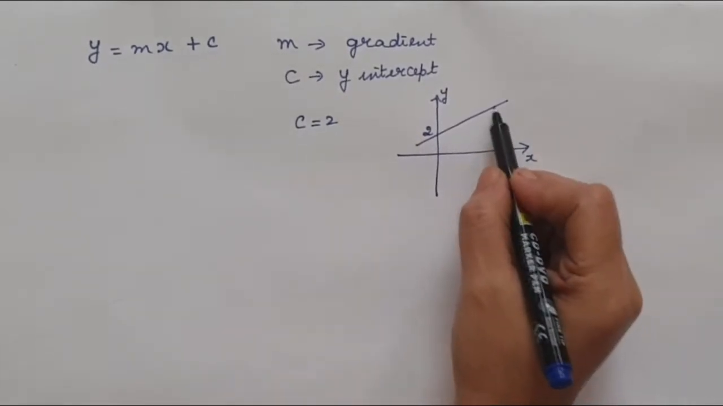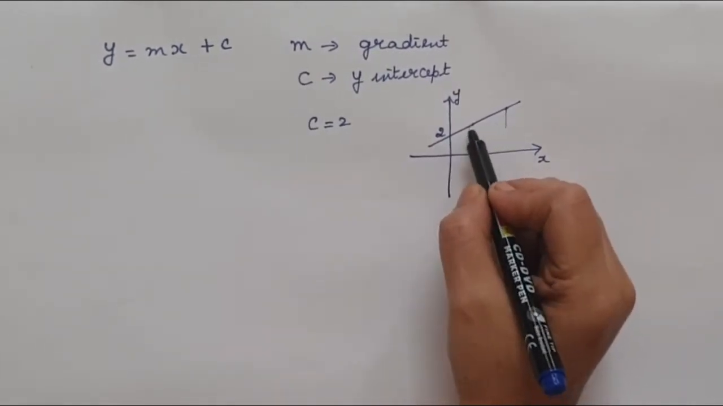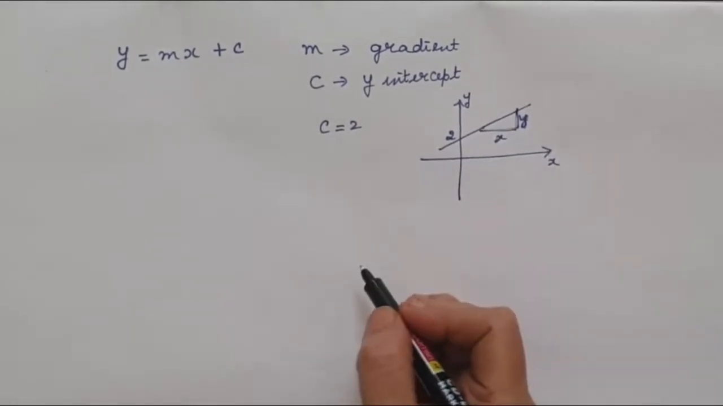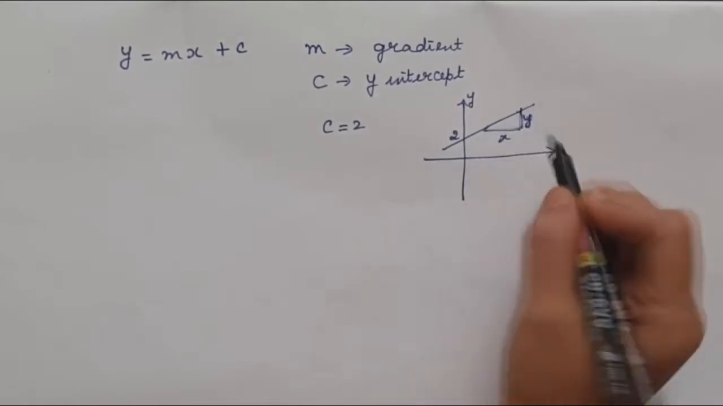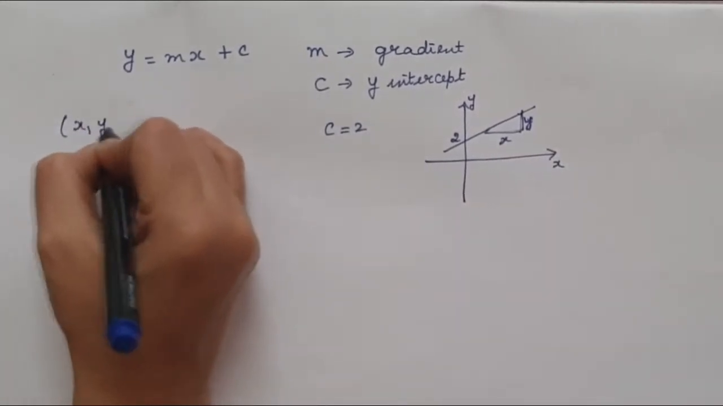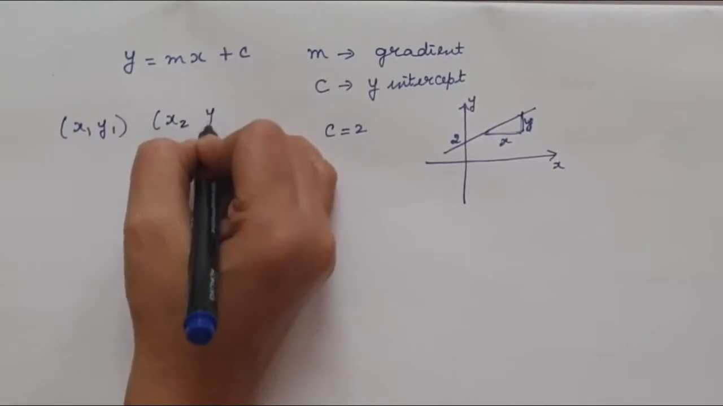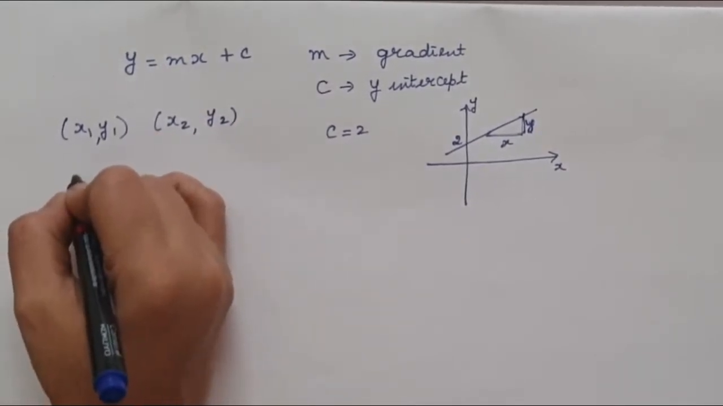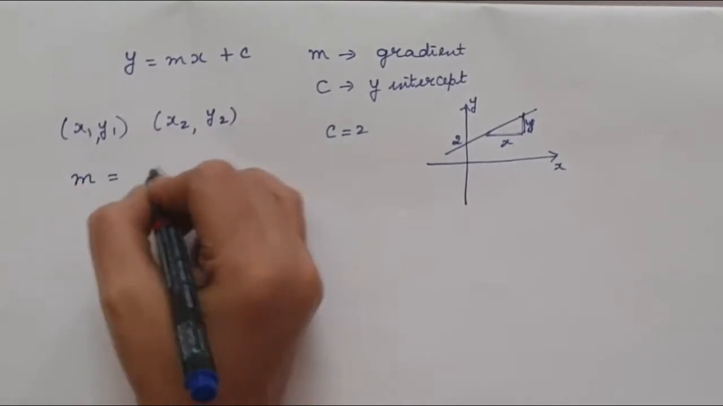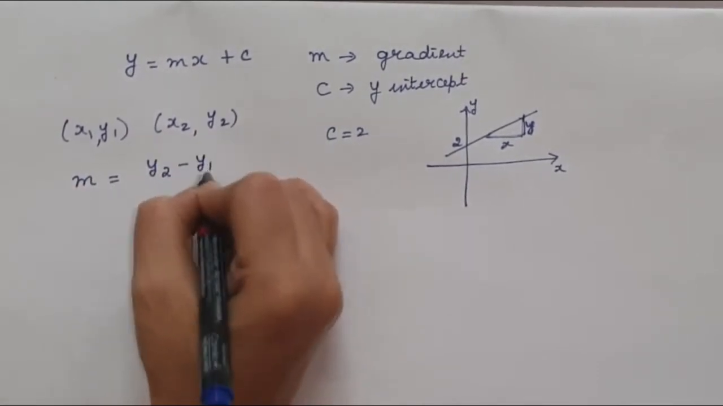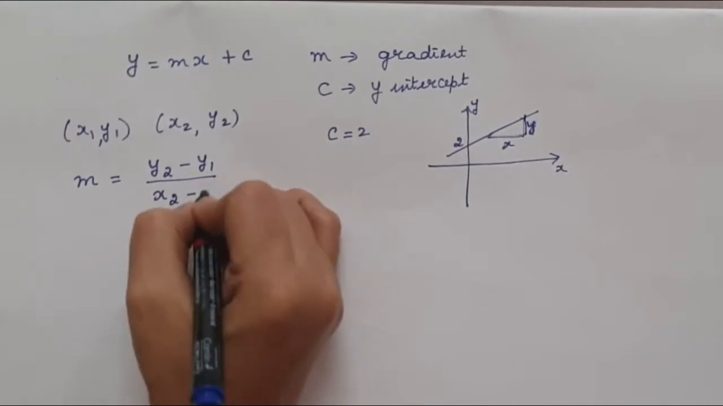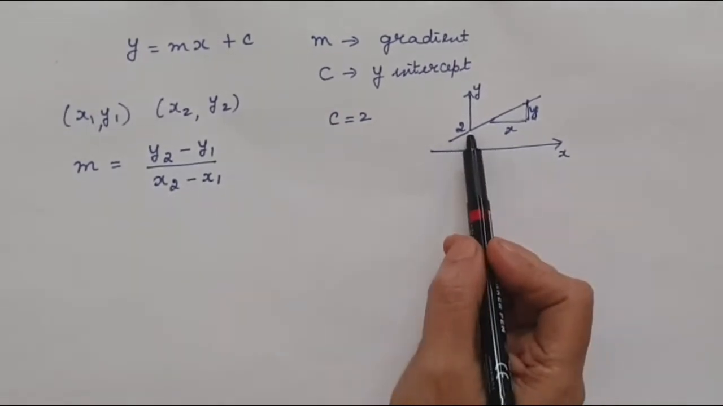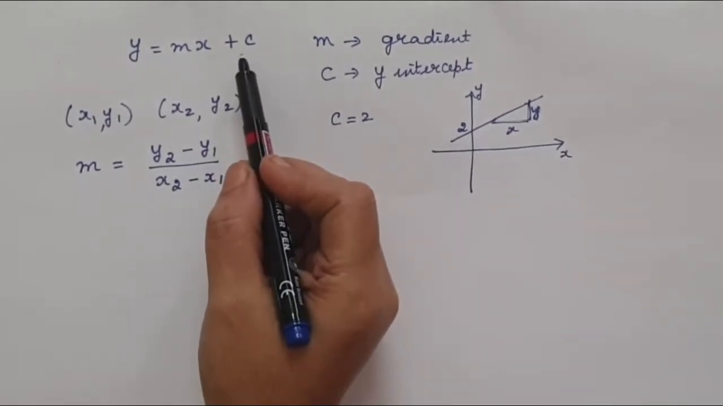And the gradient is calculated by taking 2 points on the line. The y distance divided by the x distance will give us the gradient. Or we can take the 2 points on the line, that is x1, y1, x2, y2, then we can find the gradient using the formula. The representation of gradient is m. m will be equal to y2 minus y1 by x2 minus x1. Now when we know the gradient and the y-intercept, we can write the equation of a straight line.